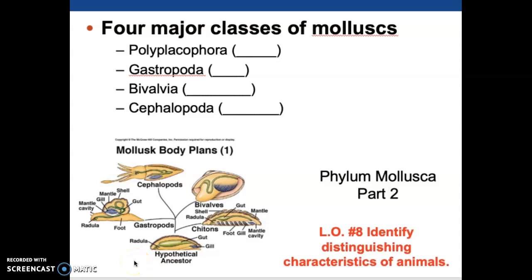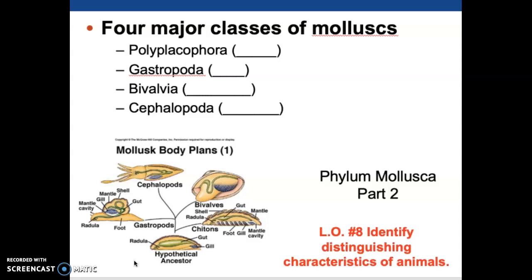Okay, so we talked about last lecture the general features of mollusks. Make sure you guys are comfortable with those. What makes a mollusk a mollusk? Big picture ideas to put them into the phylum. And then I listed out the members of the four major classes of mollusks.